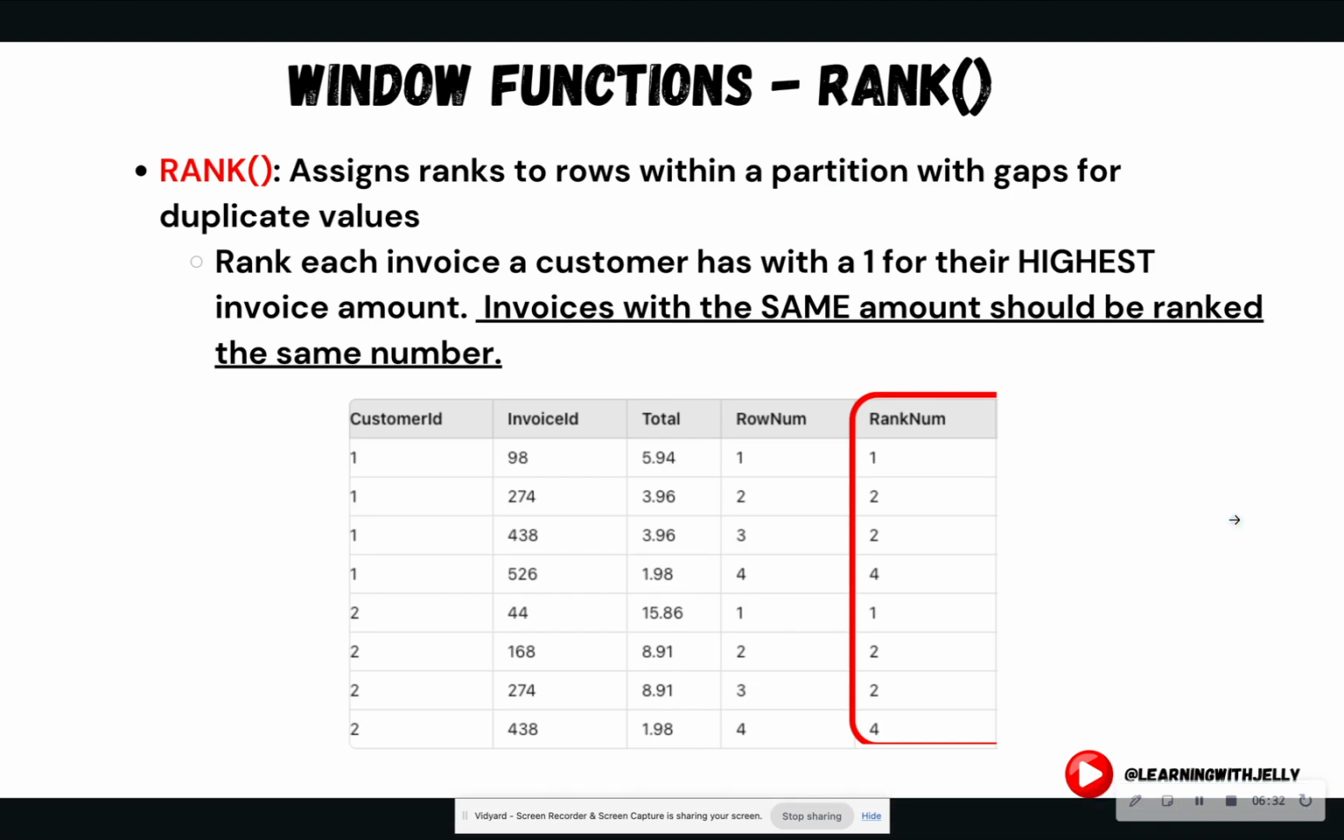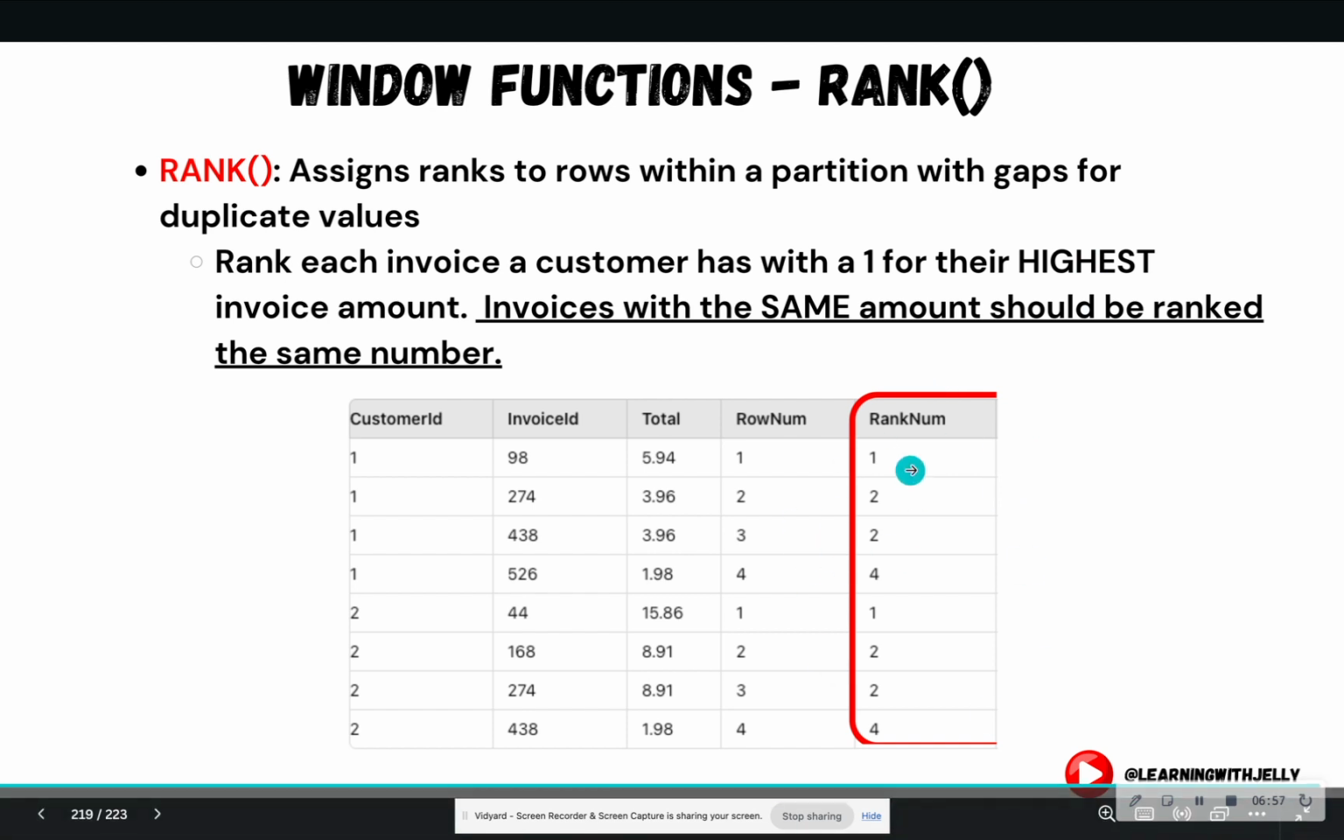So the next function is going to be rank. And for simplicity purposes, we are going to pretty much utilize the same query, but just change the function within this query. So rank is going to rank the rows within a partition with gaps for duplicate values. And you may be wondering, what does gaps for duplicate values mean?